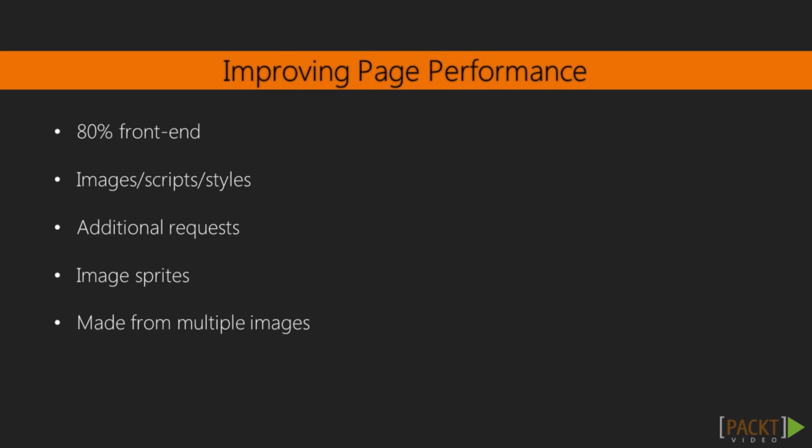For images, this could be fixed by creating an image sprite. An image sprite is an image made from multiple images. This way, you have fewer images to load and they are immediately available. For example, if you have a custom element which changes the look on hover, the effect will be immediate, rather than having to wait for an image to load.